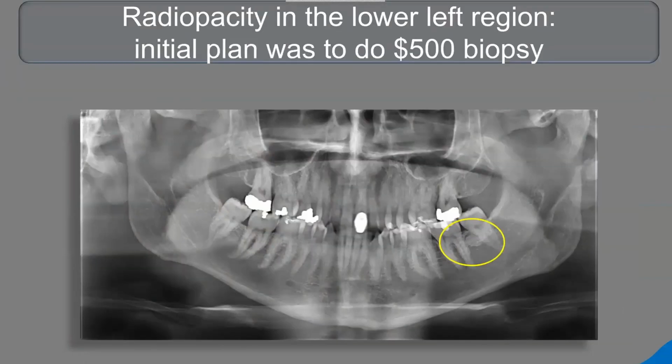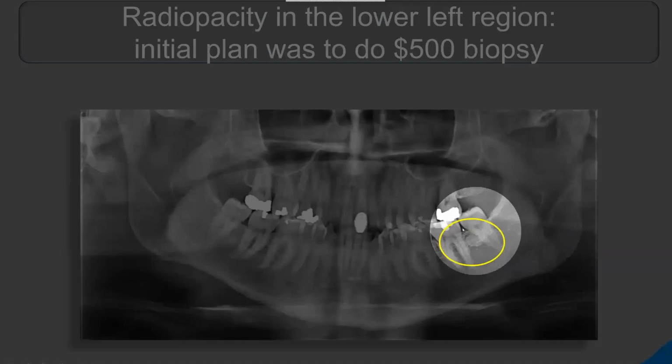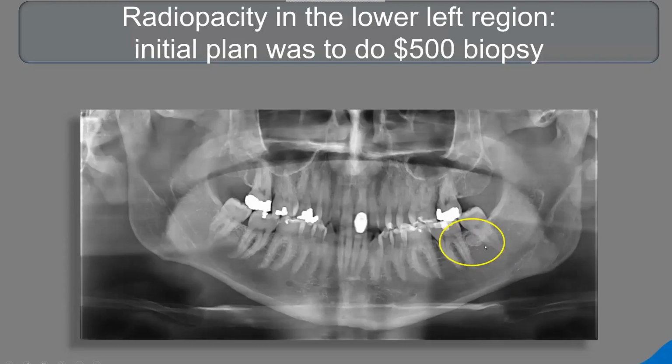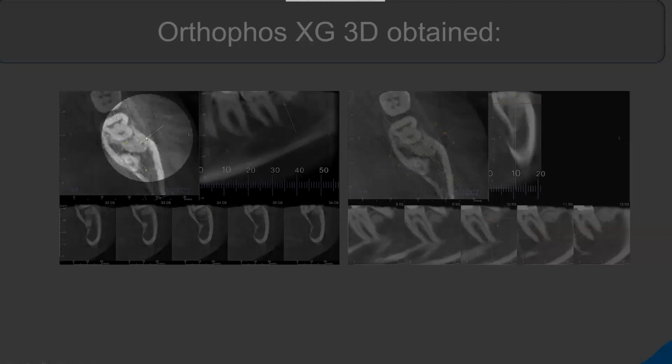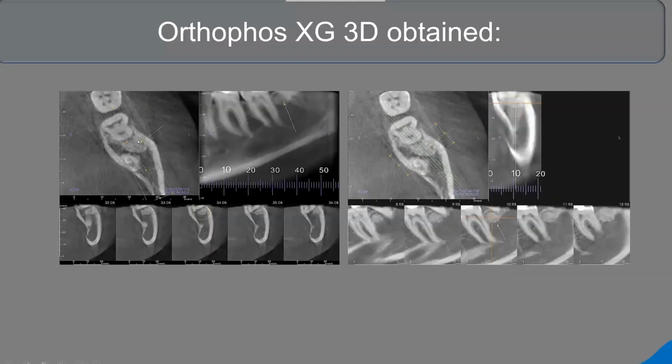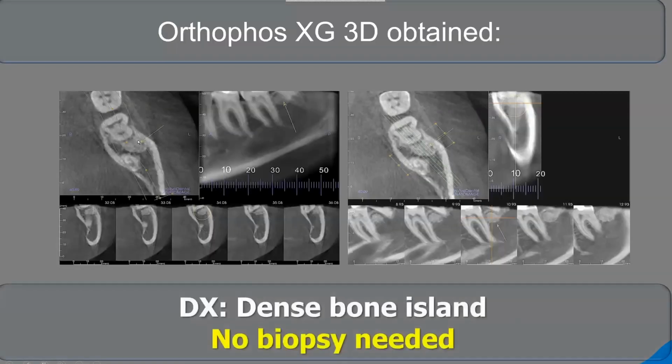This was a case in which, based off the 2D imaging, they were going to do a $500 biopsy. I thought, wow, what is that right there? We definitely need a biopsy. Maybe that patient has bone cancer. Yet we get into it, which you can see, it's the same density as cortical bone. It's continuous with cortical bone. And this is what's known as a dense bone island or idiopathic osteosclerosis, and no biopsy is needed.